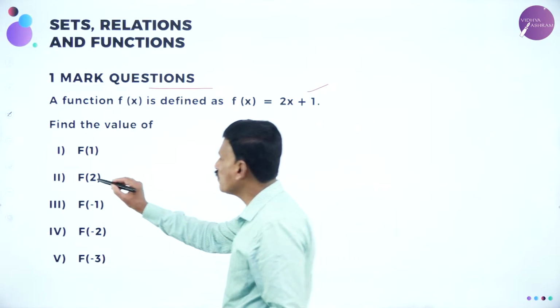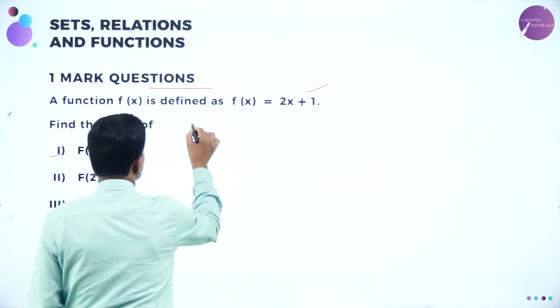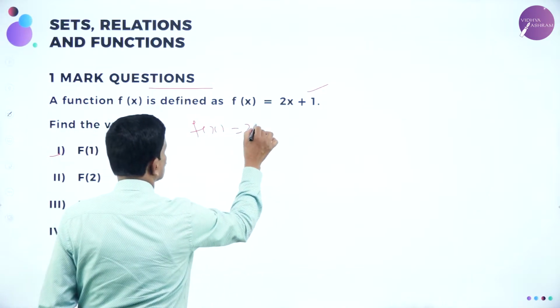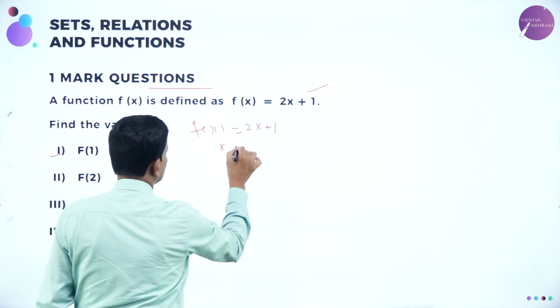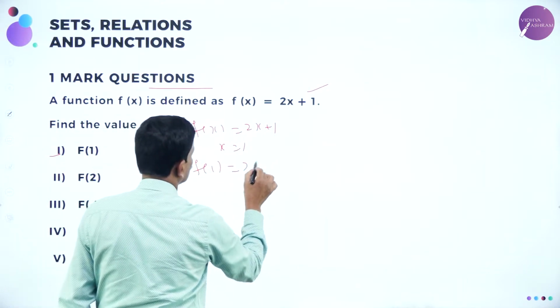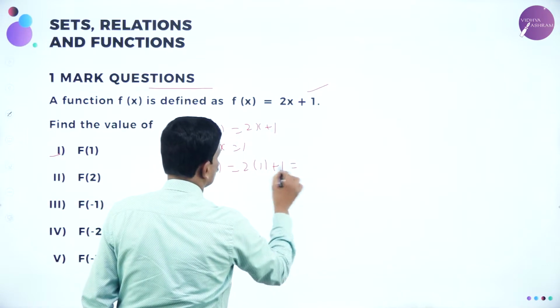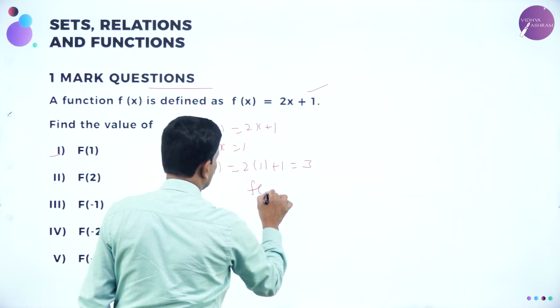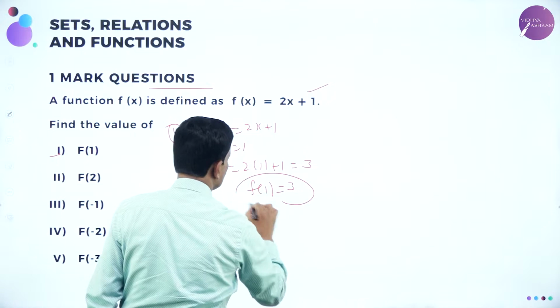Now the first one is f of 1. What is given? f of x is equal to 2x plus 1. Now put x is equal to 1, you will get f of 1. So f of 1 is equal to 2 into 1 plus 1. 2 ones are 2, plus 1 is 3. So f of 1 is equal to 3. This is the first answer.